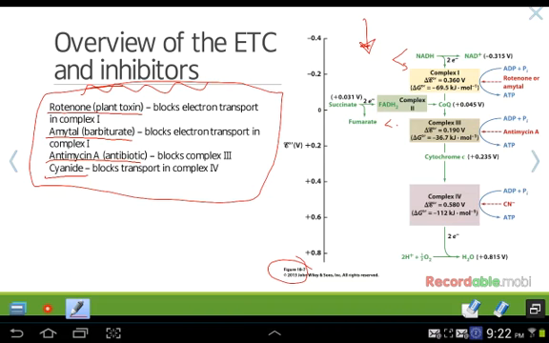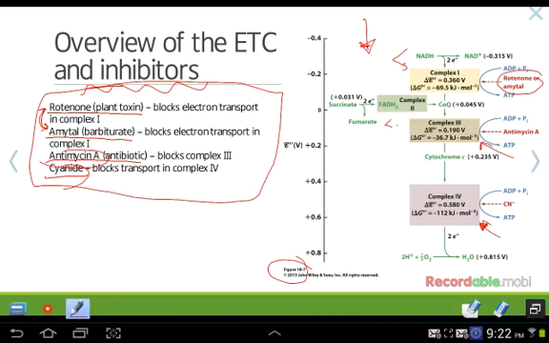So both rotenone, which is a plant toxin, and amytal, which is a barbiturate, block transport in complex 1. Antimycin A, which is an antibiotic, blocks complex 3. And cyanide blocks complex 4.